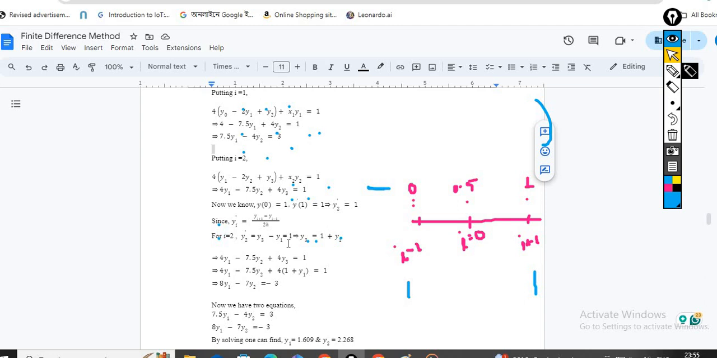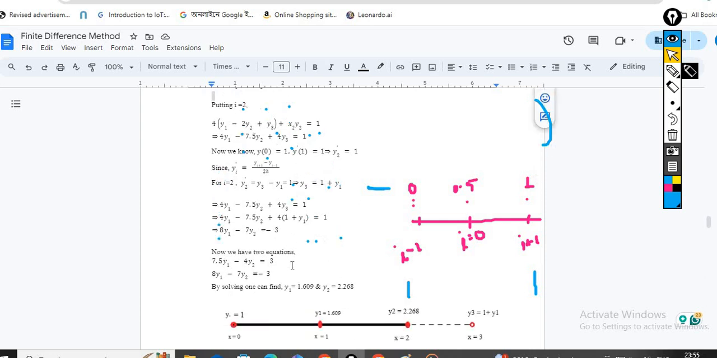So put these values in this expression, and you need to solve this linear equation to get the values of y. Now we have two equations and two variables. If you solve this problem, obviously you will get the values of y1 and y2 from this.